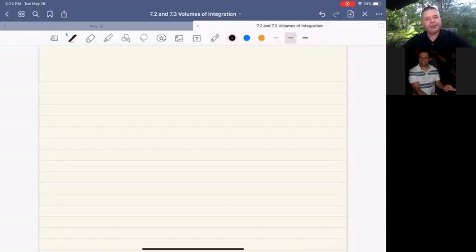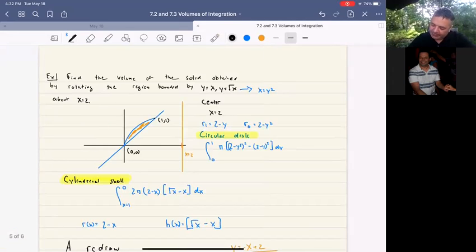Okay, let's go and do a couple more. Same template.